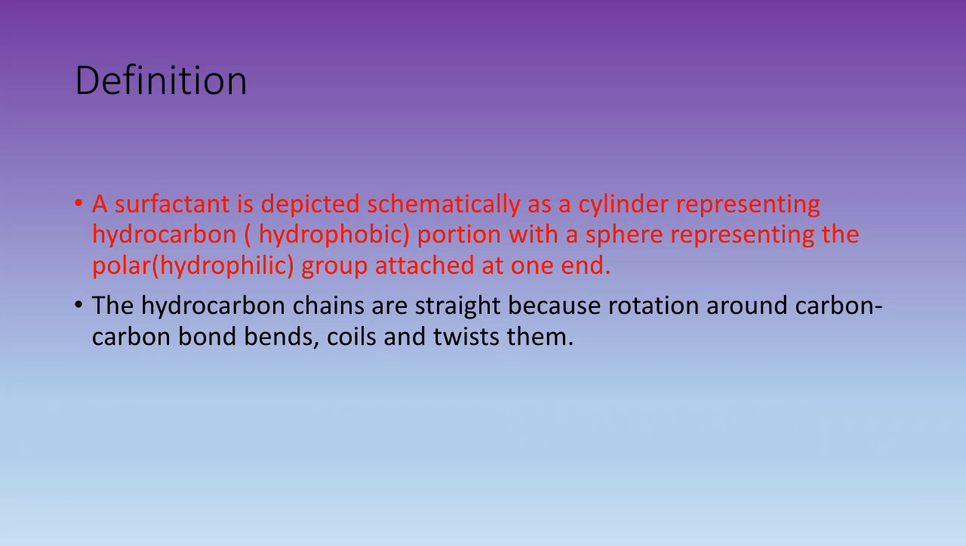The hydrocarbon chains are not straight, because rotation around the carbon bond bends, coils and twists them. Due to this reason the chains of the surfactant are bent, coiled and twisted as the rotation around the carbon bond occurs.